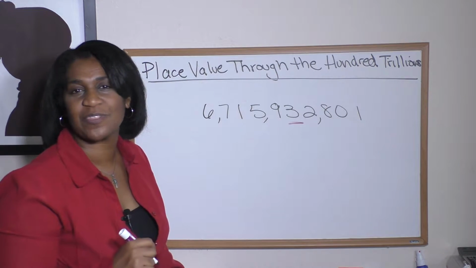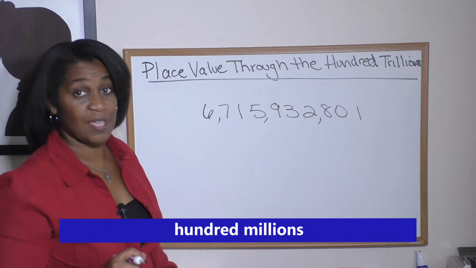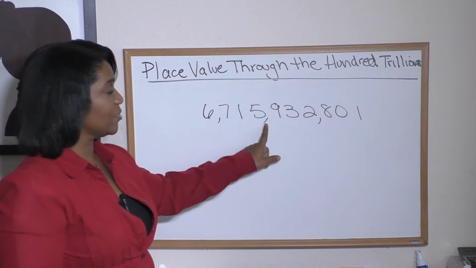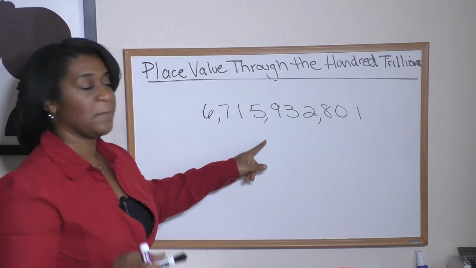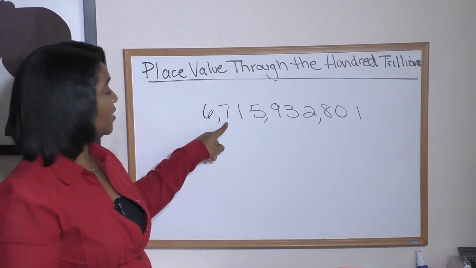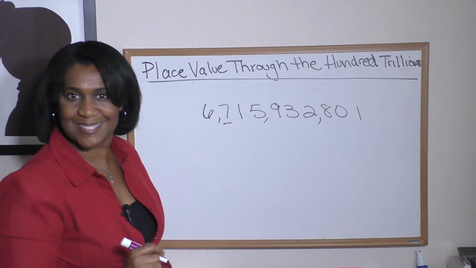Let's try one more with this number. What number is in the 100 millions place? 100 million. So let the commas help you. First comma, 1,000. Second comma, million. So we know it's going to be in here somewhere. And since we said 100 million, it's the 7. I hope you've got it.